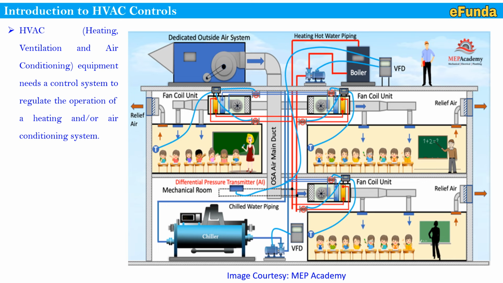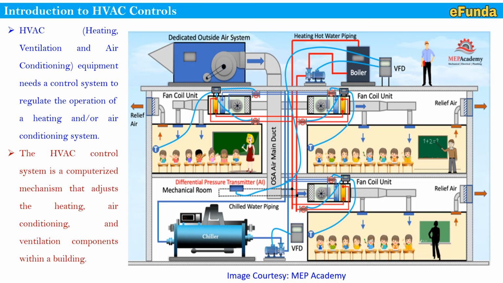There are various types of sensors being employed. So this is our today's video. We'll take you through the HVAC controls. The HVAC control system is a computerized or mechanical mechanism that adjusts the heating, air conditioning and ventilation components within a building. It can be used to turn a furnace or air conditioner on or off, or simply adjust the temperature and other settings of the unit. This is what we are going to cover in our today's topic.